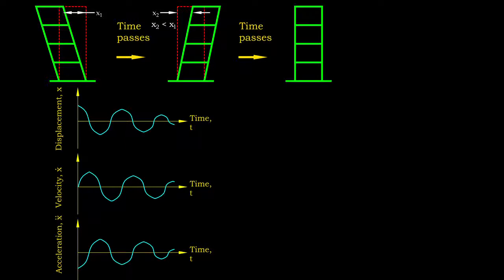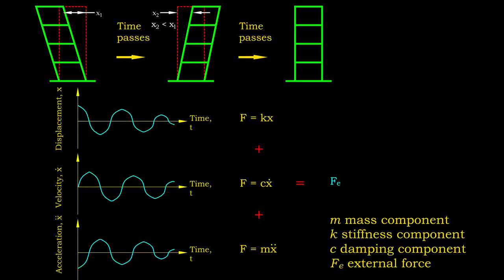A structure responds dynamically in three forms: displacement, velocity, and acceleration. Like a dynamic load that varies its magnitude and direction over time, these responses are also a function of time. In previous videos, we have looked into the three components for a dynamic system, and we know each of them correlates with one type of response.